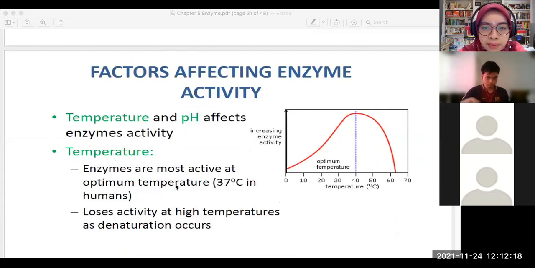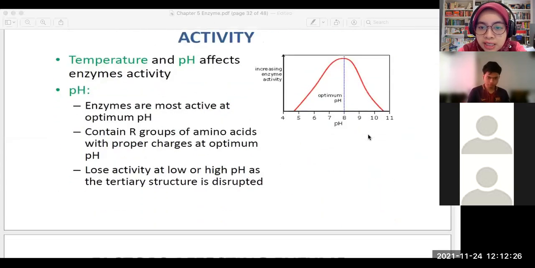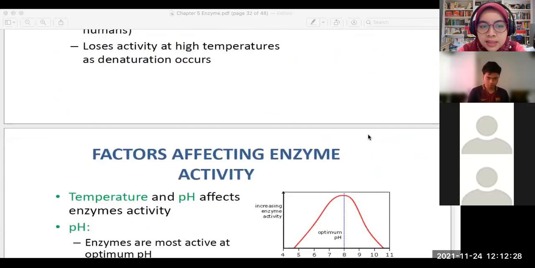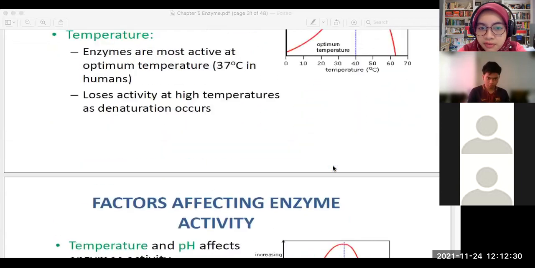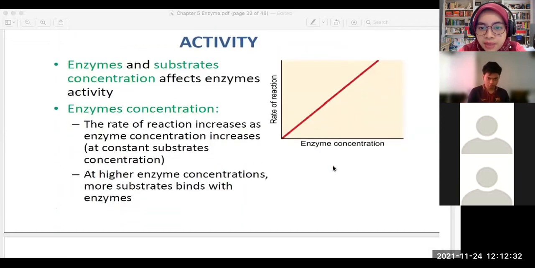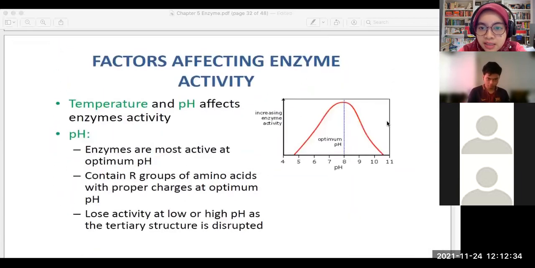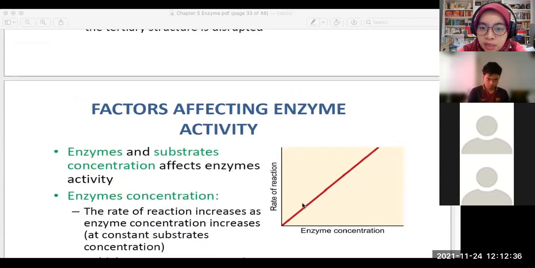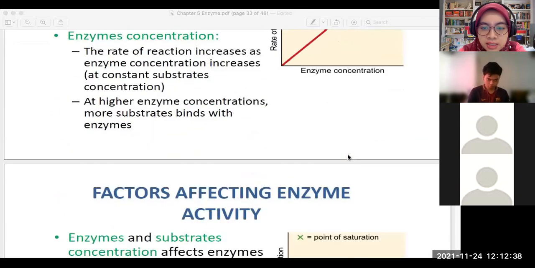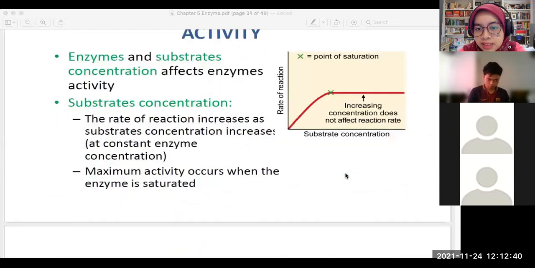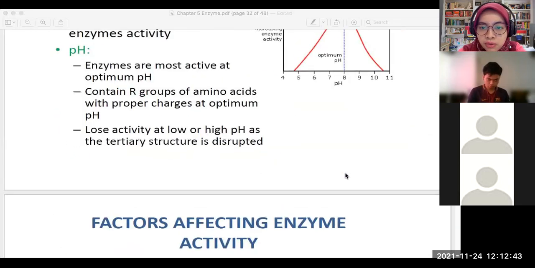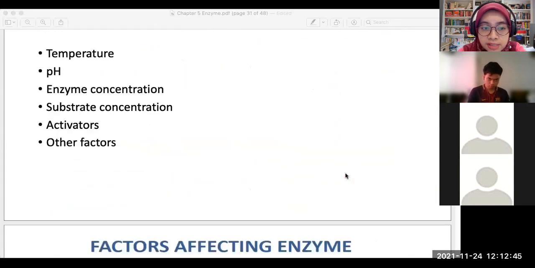For temperature, for example, enzymes are most active at the optimum temperature. For this part, you need to recognize the different graph styles. For example, the graph for temperature is like this, pH is like this, bell shape. Enzyme concentration is like this, substrate concentration is like this, and so on. So you need to recognize the graph differences.